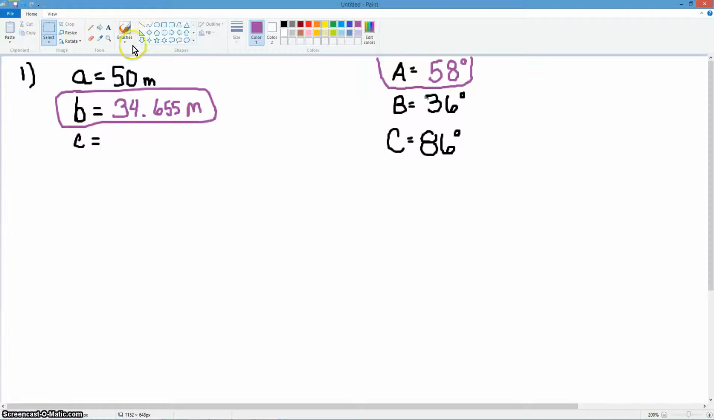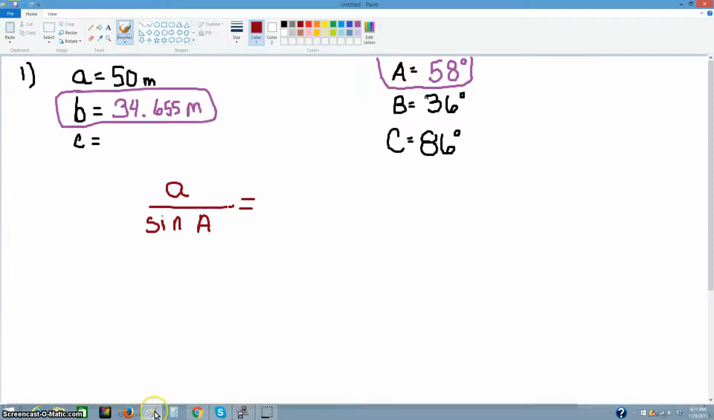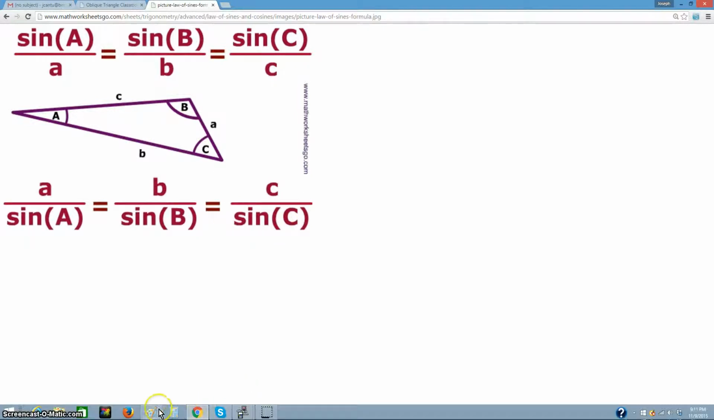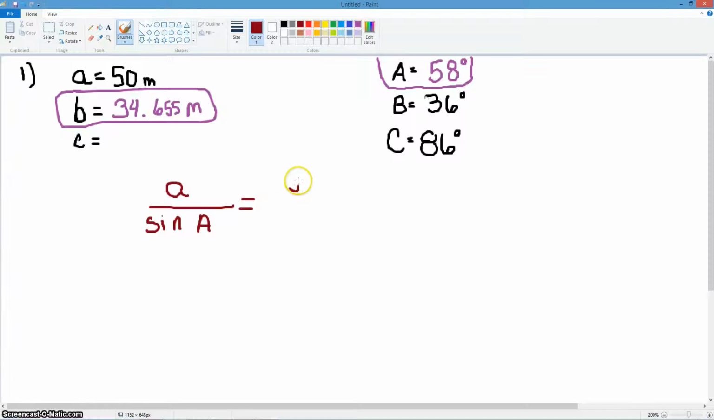Okay, so now we are going to use this ratio, little a over sine of big A, but instead of setting it equal to the B info, we're going to set it equal to the C info, in this case right here, this part. Same thing. So it's going to be equal to little c over sine of big C.